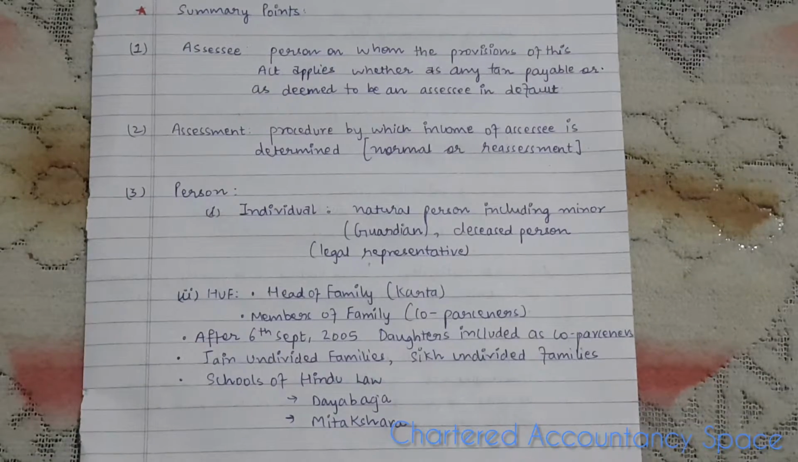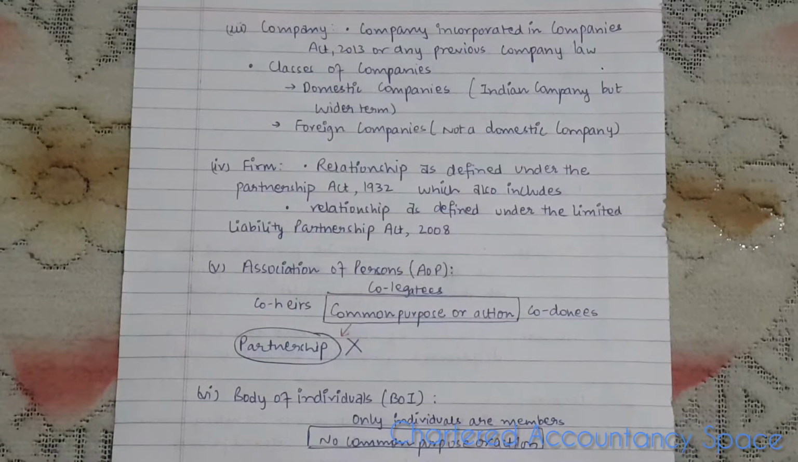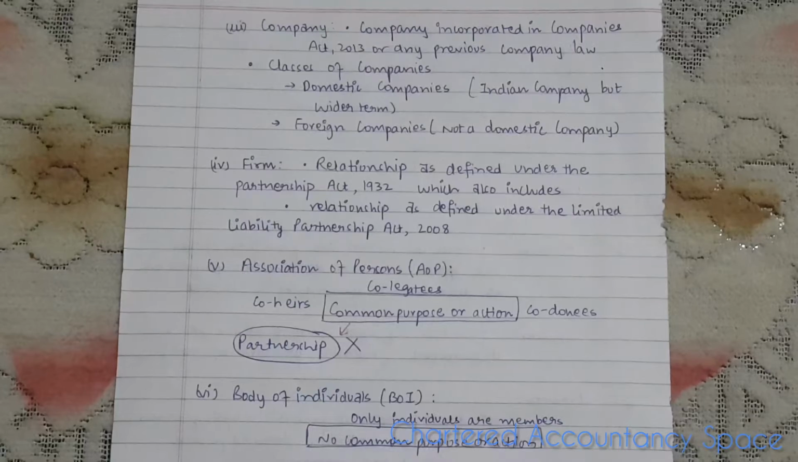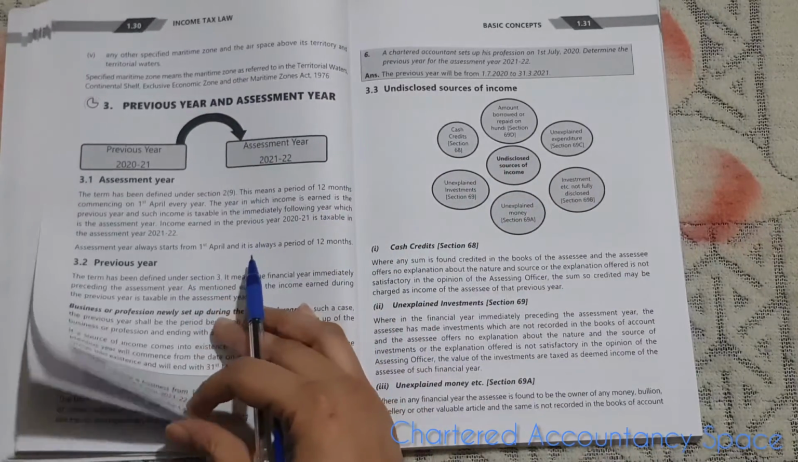So I also made some summary points for you all, and you can note it from here by holding the screen. So first it is the assessment, and then it is the person, which includes individuals and HUF. Then we have the discussion about the company and the types of companies, domestic company, foreign companies. Then we have the firms, and then we have the association of persons and how it is different from the partnership. Then we have the body of individuals and how it is different from association of persons. Then we discussed the local authority and the artificial juridical persons, and then we discussed the definition of India, and that's it. So that's it for this part of the chapter.